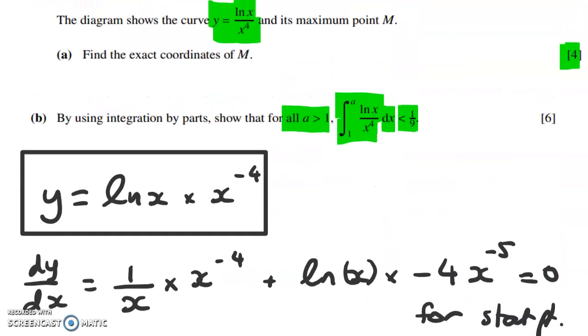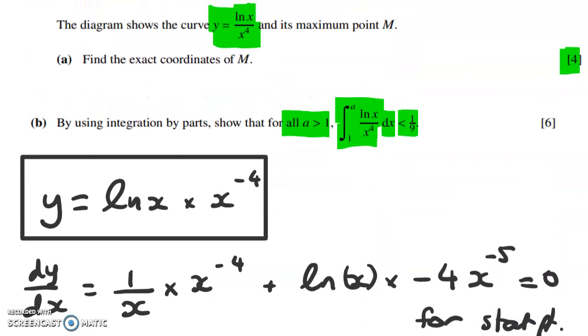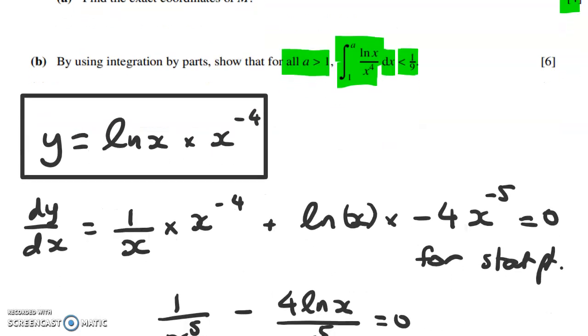Right, now let's look at how we do the next part. Well, we're told to use integration by parts, but even if we weren't told to use integration by parts, hopefully at this point in the year, that's what you would choose. So let's integrate by parts and then see how we can say that the integral is going to be less than 1/9.